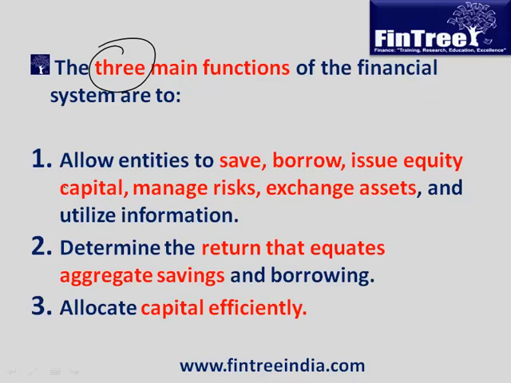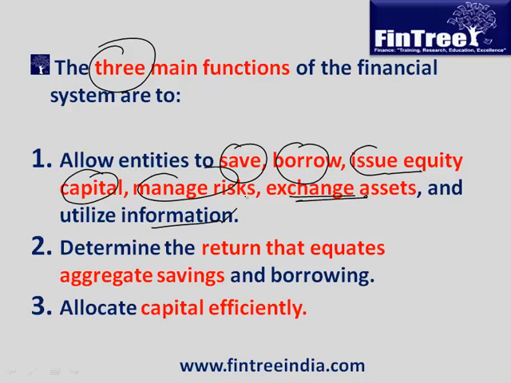Three main functions. Number 1, allow entities to save, borrow, issue equity capital, manage risk, exchange assets, and utilize information. That's point number 1. Point number 2, determine the return that equates aggregate saving and borrowing. Can you tell me what this means?